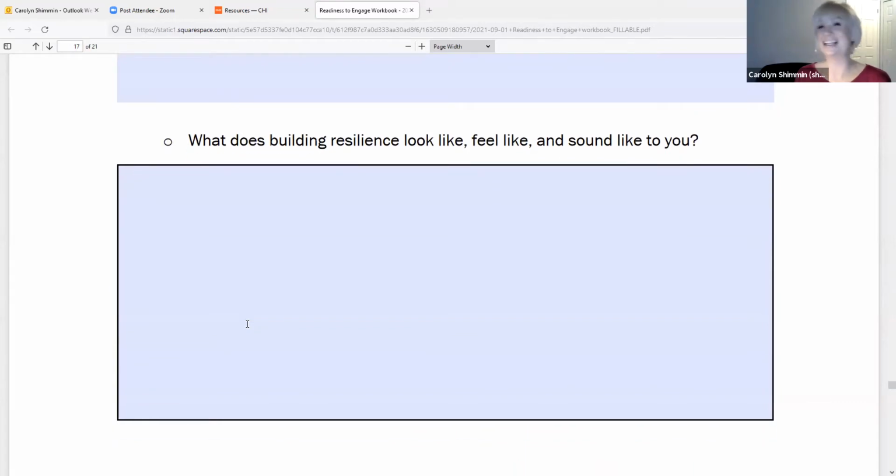This one I like, and I like to say, I think researchers and community partners should have this conversation, but thinking about what does building resilience look like, feel like, and sound like to you? So really taking a strengths-based approach to our engagement and understanding all of the incredible strengths that different community members bring to the table and researchers as well.